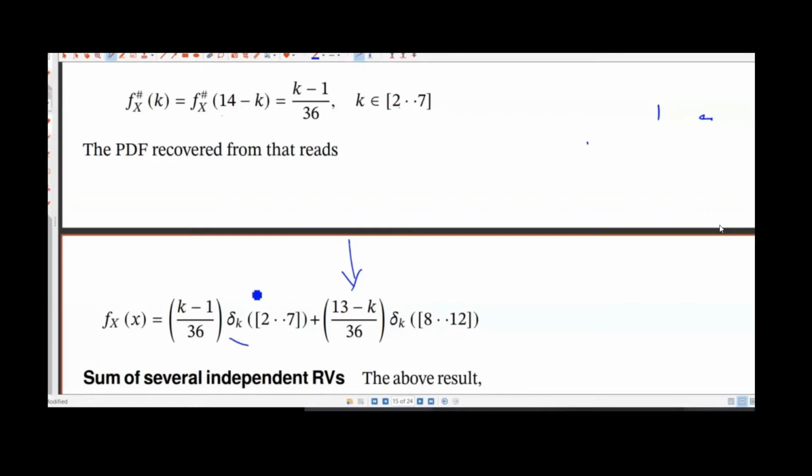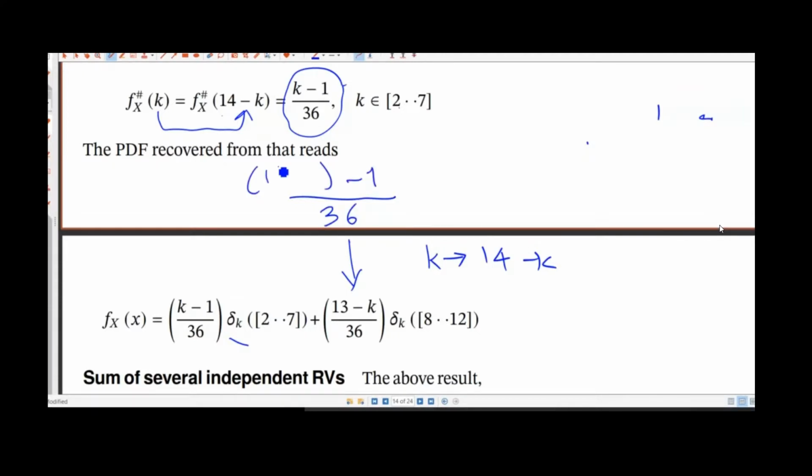14 minus k minus 1. Basically, I have to. इसका मतलब ये है कि k has to be replaced. If you want to use the same expression, you have to replace k with 14 minus k. So k को मैं 14 minus k से replace करूँगा. K will be replaced with 14 minus k. So fx basically डिनोमिनेटर में फिर भी 36 आएगा, -1 अपनी जगह, and k has to be replaced with 14 minus k, and that's why I get 13 minus k.